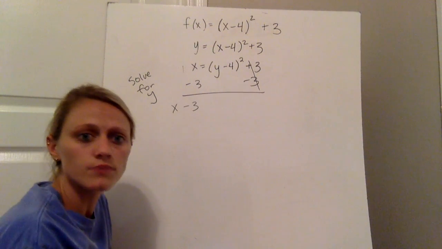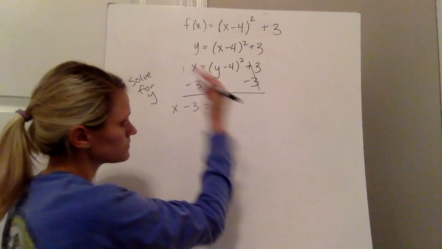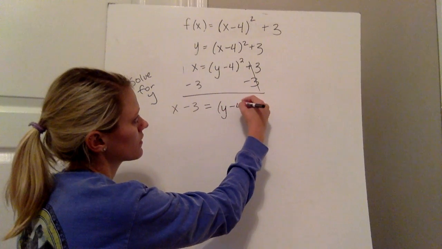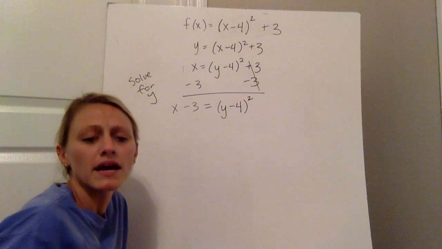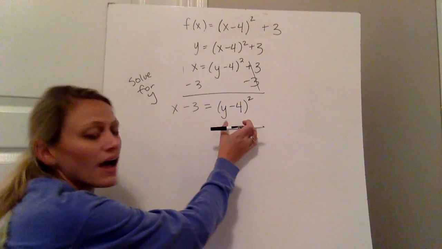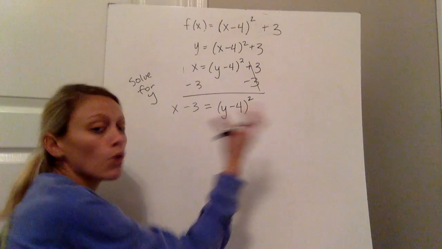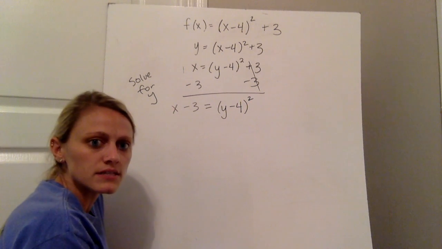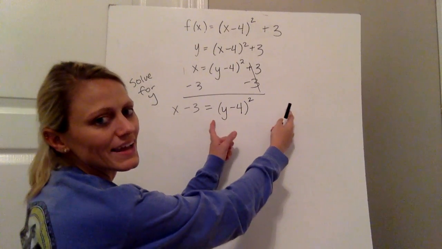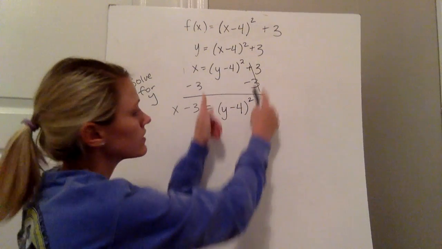So over here, can't combine those, right? They're not like terms, so I bring down my x minus 3 equals. So on this side, I'm still left with y minus 4 squared, okay? So we've got this whole y minus 4 squared. So we're going to work our way inside those parentheses, right? So working your way inside the parentheses, we got rid of the 3 that was completely outside of it.